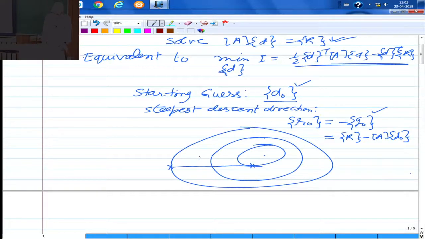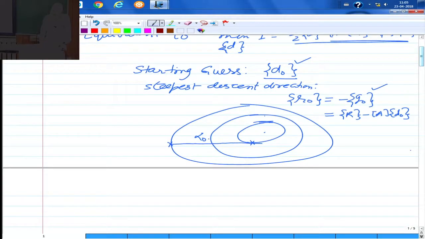You call this step alpha naught. That's the first step, because we are starting from the first step. That's the notation I use. You can also say alpha 1, but I used alpha naught. So then what you do is the new solution.